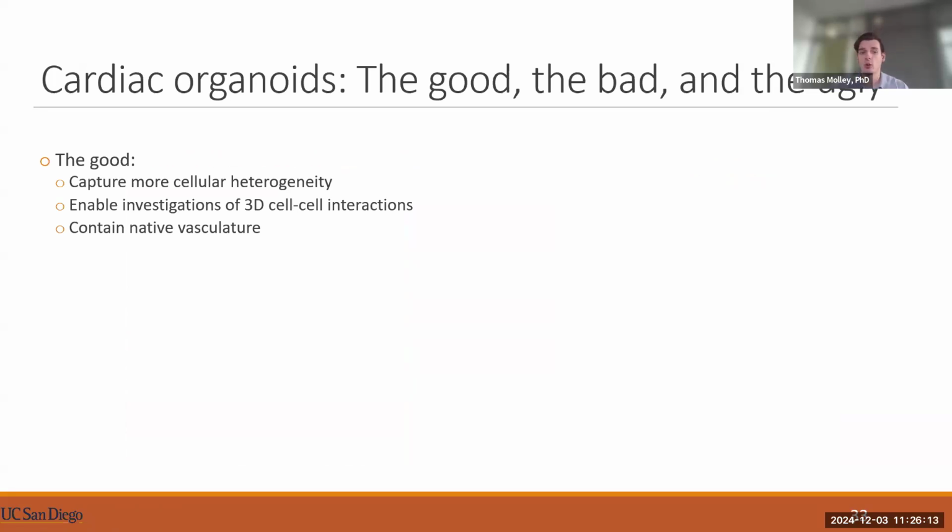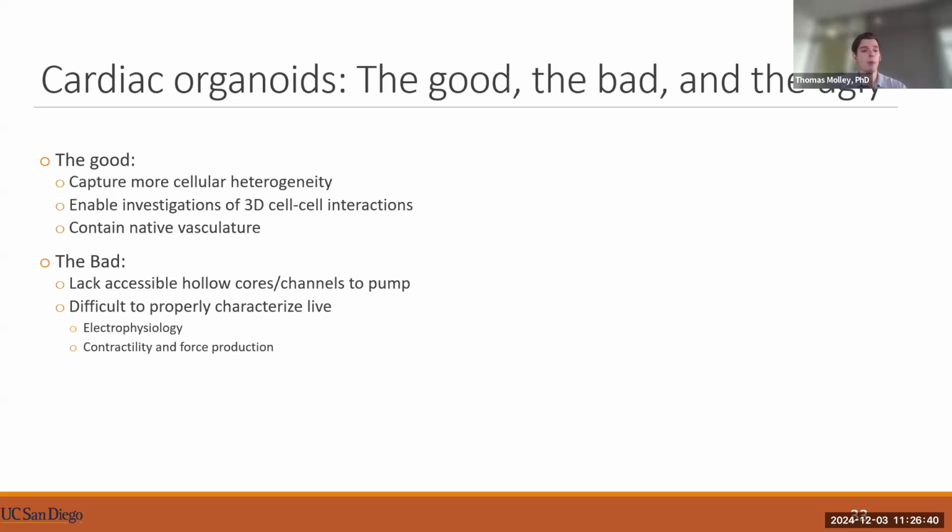So the good part of cardiac organoids is that they capture a lot of good cellular heterogeneity. They can enable a lot of good 3D cell-cell interactions that we can't get when we do 2D monolayer cultures or 2D differentiations into cardiomyocytes. And what's beautiful is that they contain native vasculature. Compared to most other organoid systems, you'll hear a lot of people talk about kidney organoids or brain organoids trying to put blood vessels in. The nice thing with cardiac organoids is they naturally produce them.